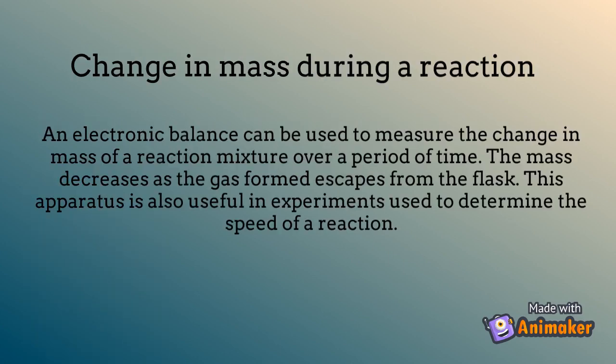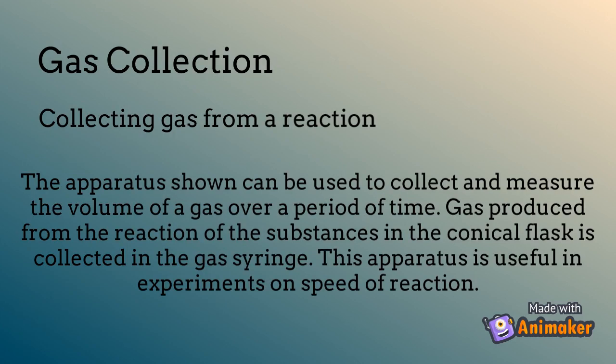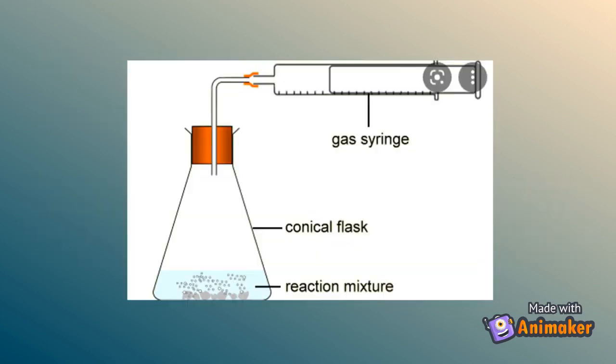An electronic balance can be used to determine the change in mass of a reaction mixture over time. The mass decreases as the gas formed in the reaction escapes from the flask. The apparatus shown can be used to collect and measure the volume of gas over a period of time. Gas produced from the reaction of the substances in the conical flask is collected in the gas syringe. This apparatus is useful in experiments on speed of reaction.